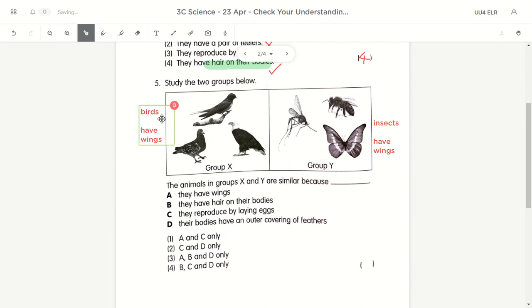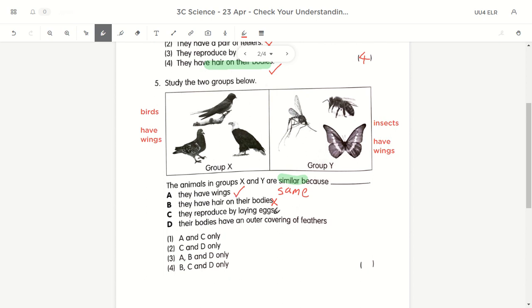You can either group them by the animal group, or you can group them by having wings. But I know that both of them have wings. So the animals in group X and Y are similar. Similar means the same. So these 2 groups are the same because they have wings, correct? They have hair, no. I know birds have wings. These 3 insects also have wings. They have hair, no. Don't have hair.